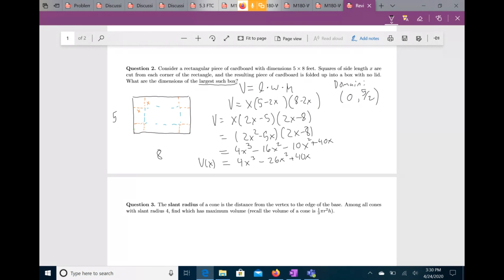You only distribute the x once. There's only one x. Once I multiply it by the 2x minus 5, I don't distribute it to the other term. If that's what you mean, unless I'm missing something here.